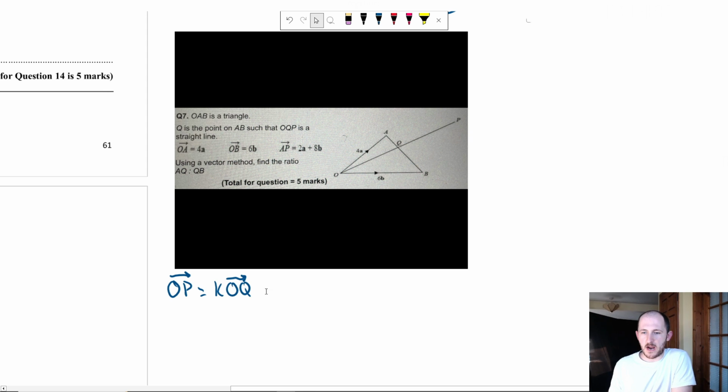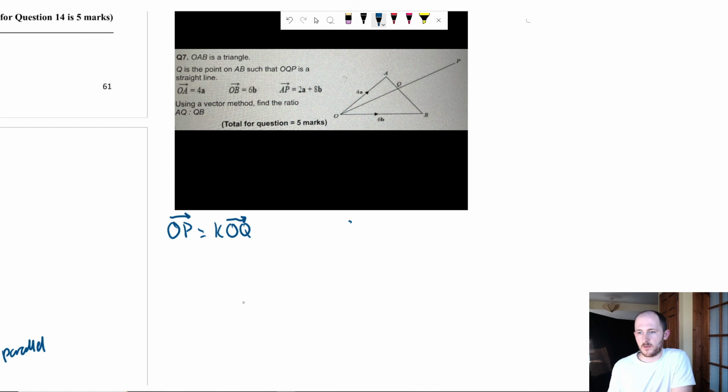So now we're going to work out what this is. So first of all, work out OP. I think that is the easiest thing to do. So OP is equal to OA plus AP. Right? And it tells me what that is. It's 4A plus 2A plus 8B. So in other words, it's 6A plus 8B.